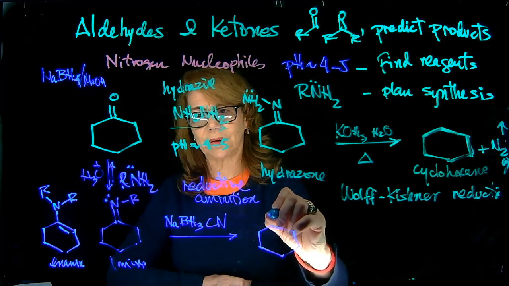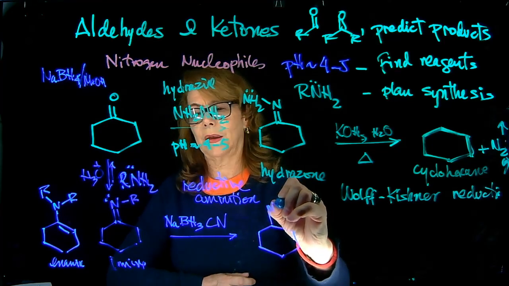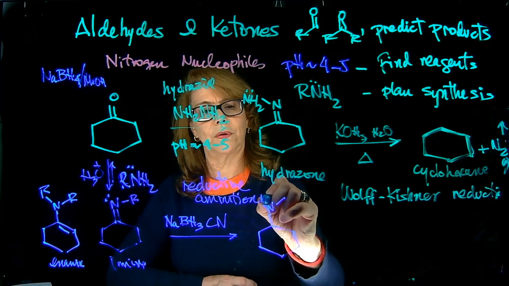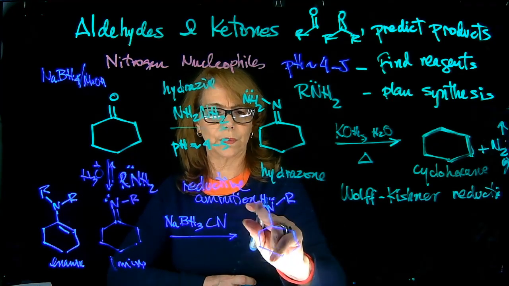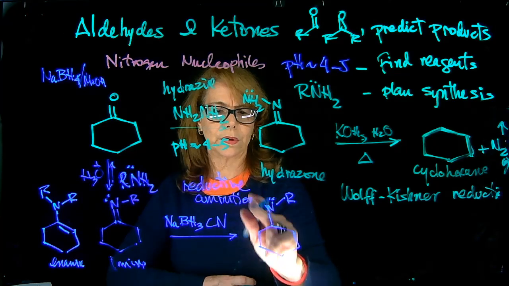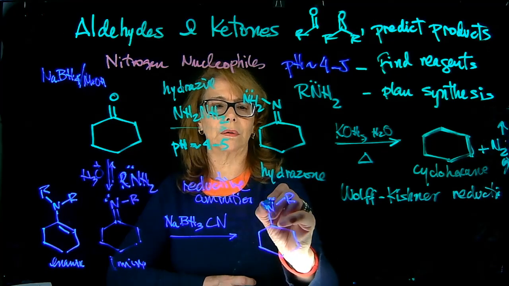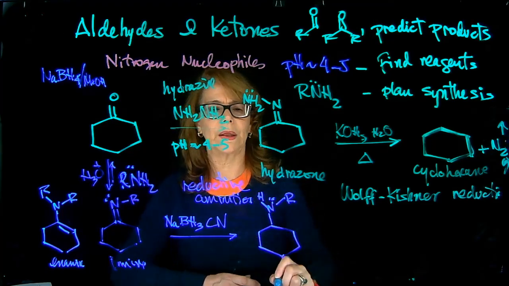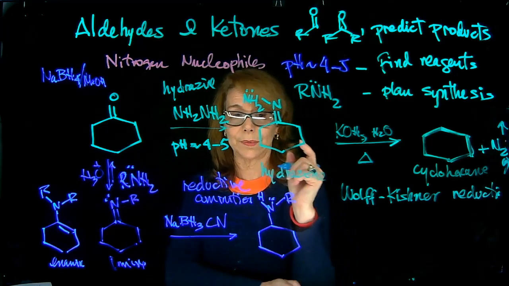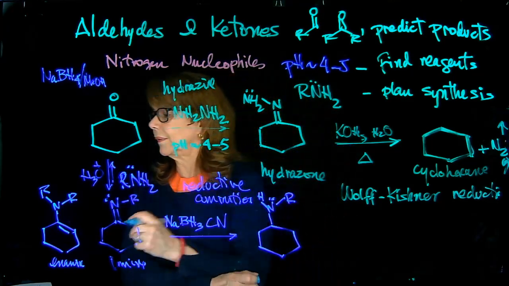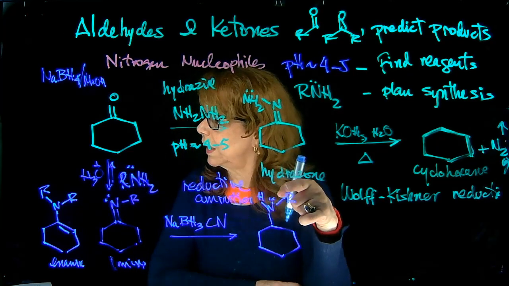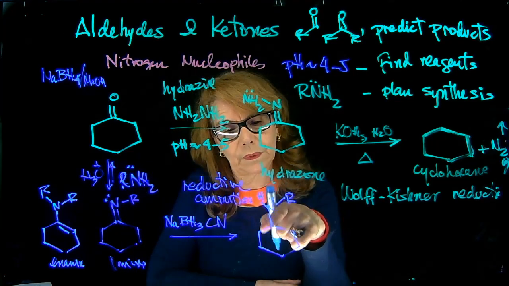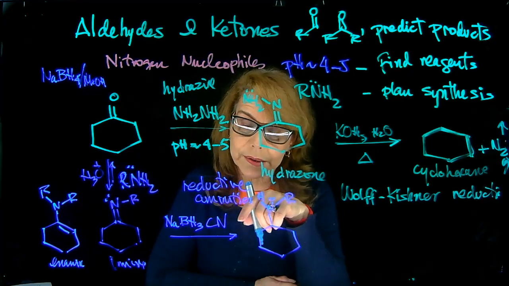So this is reduced to the following. That is an amino group. It should be reductive amination. I just wanted to add that H. So notice that is an amine. And that amine is actually secondary because you have the amino group and there's the R in the cyclohexyl.